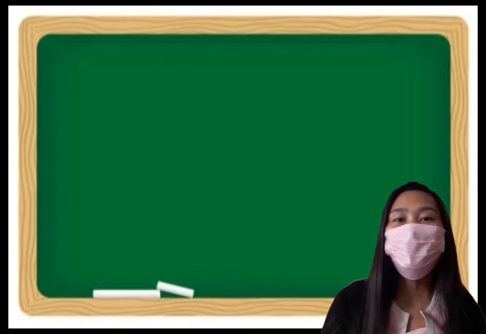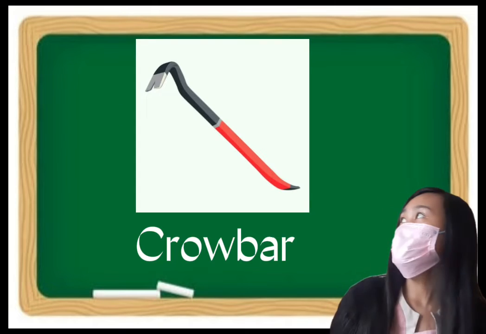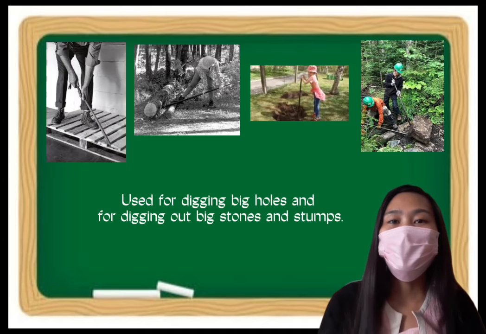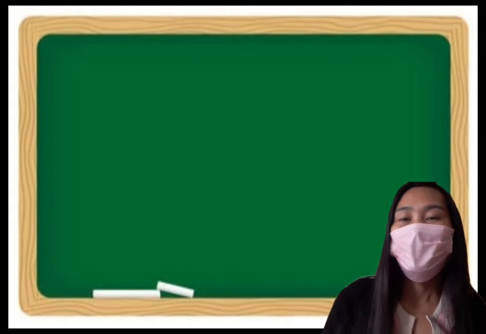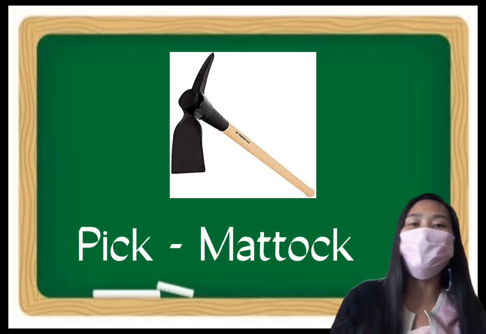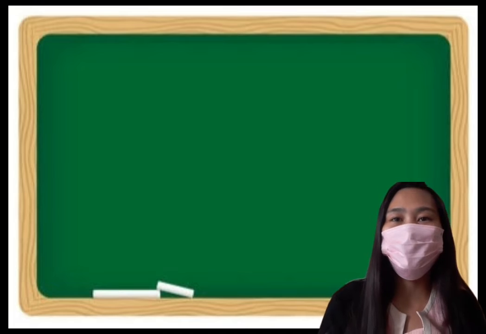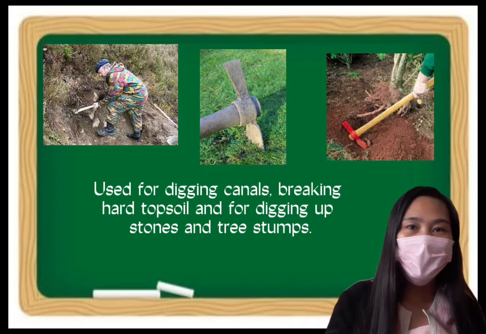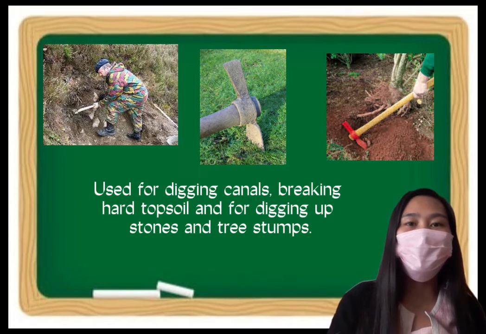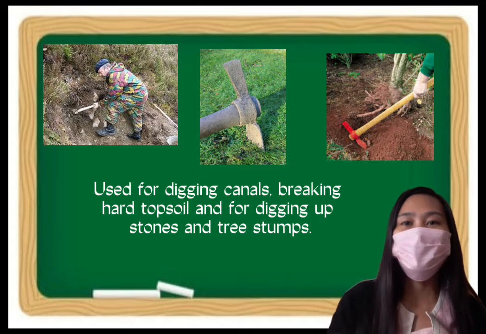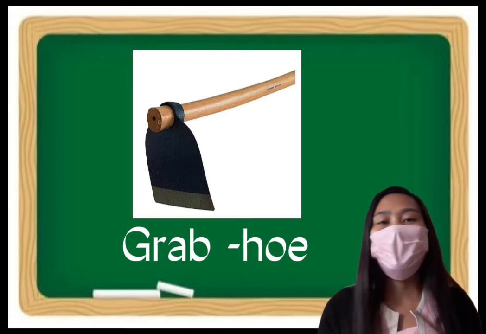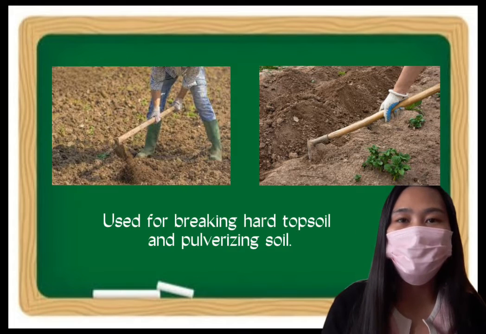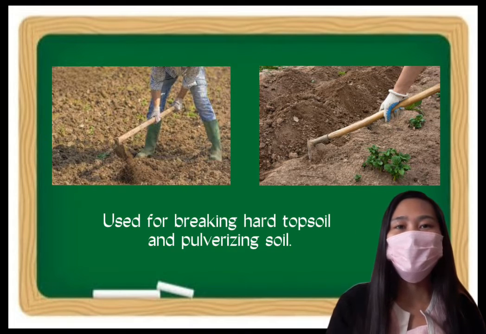Okay, number 2 is a crowbar. This is the picture of a crowbar. Crowbar is used for digging big holes and for digging out big stones and stumps. And this is a pickaxe. Pickaxe is used for digging canals and breaking hard topsoils and for digging up stones and tree stumps. In number 4, this is a grub hoe. Grub hoe is used for breaking hard topsoils and pulverizing soils.